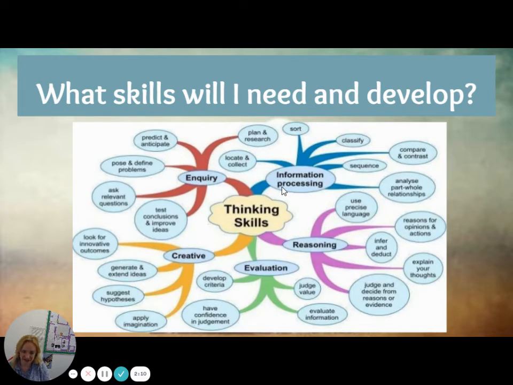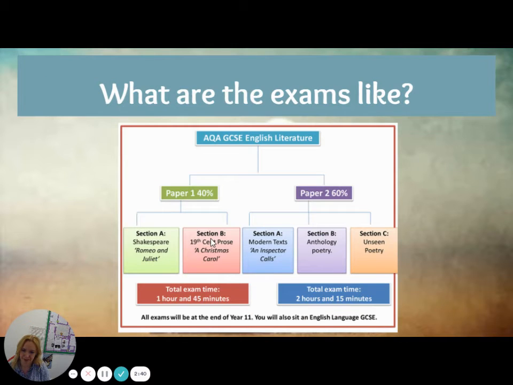We look at comparison when we compare poems, for example. We use our inference and deduction widely throughout English literature as we explore the texts that we read. We evaluate, we consider how writers write and what makes a good piece of writing, what impacts on us and our understanding particularly, and we use our creative skills as well to understand how writers write and to echo some of that work within our own writing too.